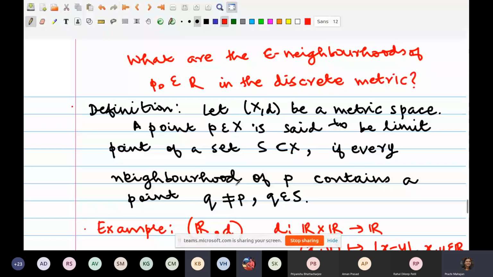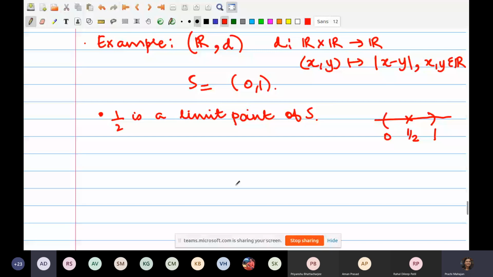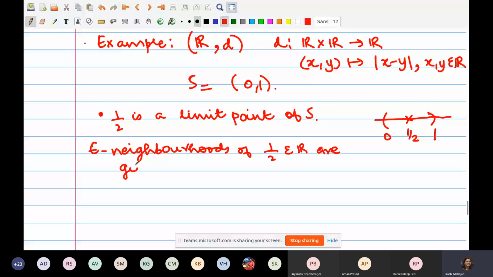So I'll write this down. Recall that the epsilon neighborhoods of the point half belonging to R, which is what we worked out in the previous example, are given by (half minus epsilon, half plus epsilon). Is that okay?